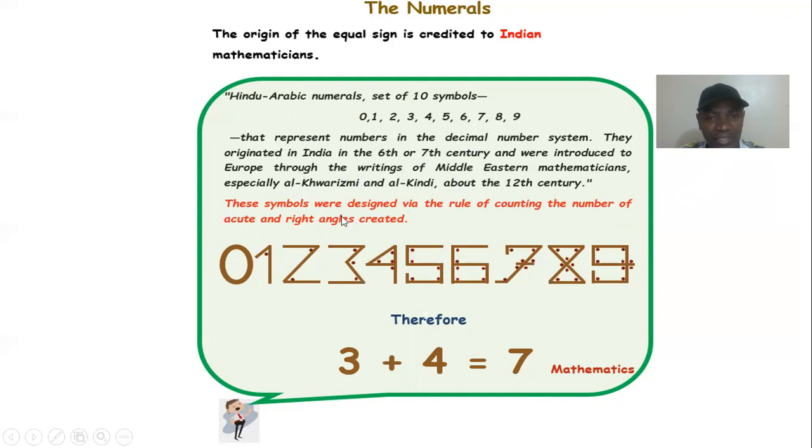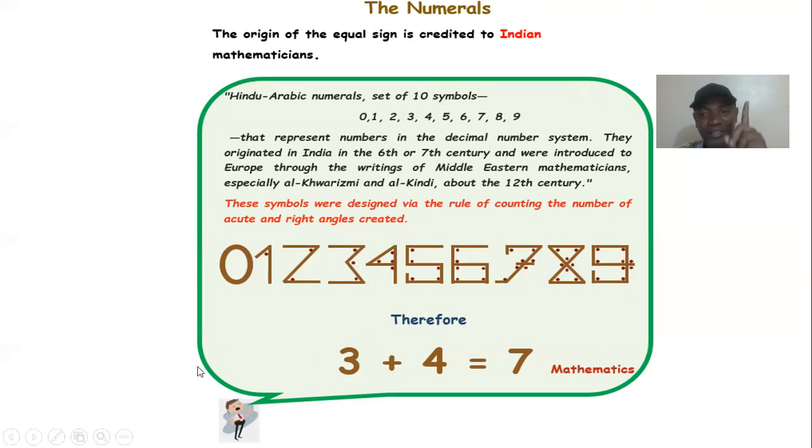Now, these symbols were designed via the rule of counting the number of acute, right, and also obtuse angles. So all the angles. And that's how these symbols were created, by counting angles. The whole idea is perceiving reality and wanting to quantify it by counting. When you look at your environment, you will see colors, you will see texture, but at the same time, you are automatically counting, and you want to communicate this quantification that you are doing mentally. Symbols have to be created.